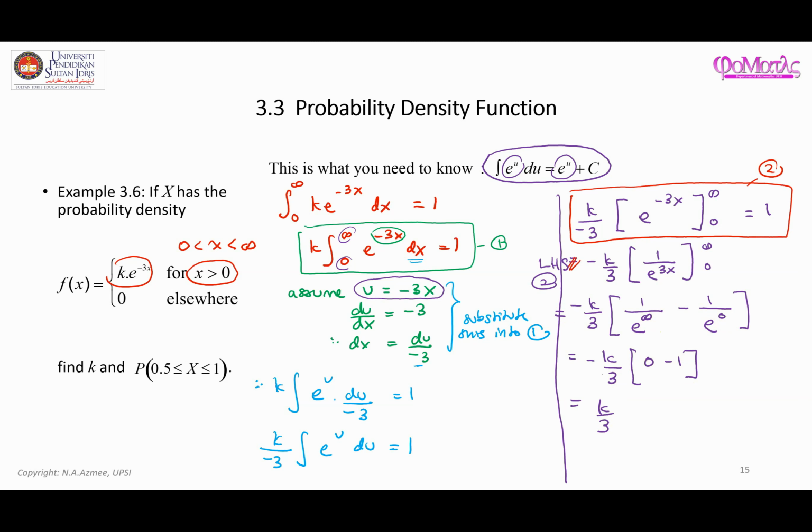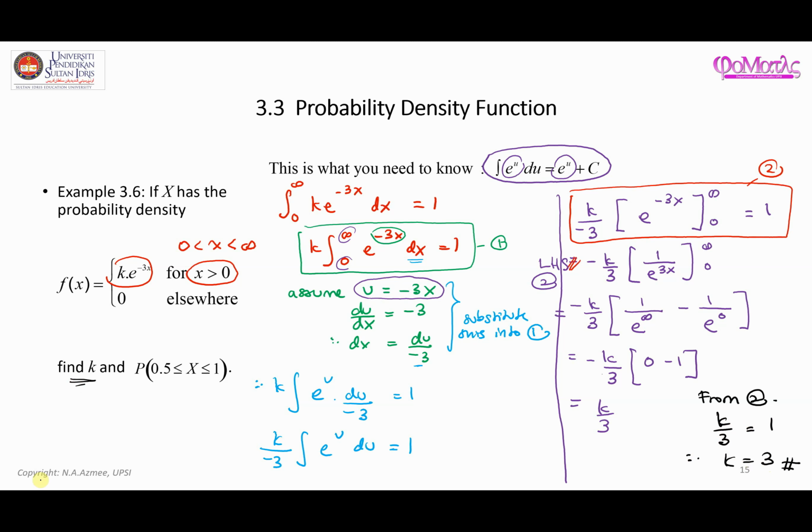Okay, so from equation 2 we know that k over 3 must be equal to 1, therefore k must be equal to 3. So that's the first result here, related to finding the value of k.